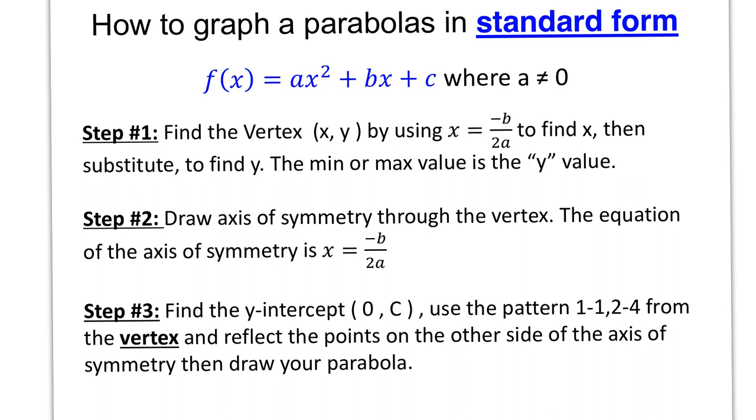Step number 3, after you guys have your vertex and your axis of symmetry, you are going to find the y-intercept, and you're going to graph it. The y-intercept is going to be 0, you're going to let x equal to 0. That's the y-intercept, comma, the c value. So all you do, guys, you look up here for the c value, and that's going to be your y-intercept. After you guys have your y-intercept, we are going to use a pattern 1, 1, 2, 4 that I kind of talked about in my last video from the vertex, and reflect to make more points, to reflect the points on the other side of the axis of symmetry, and then you draw your parabola.